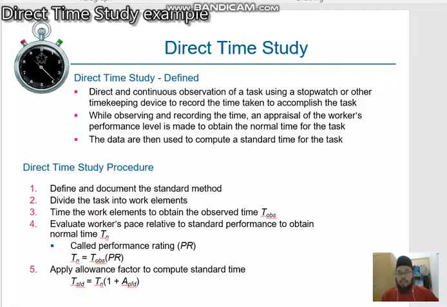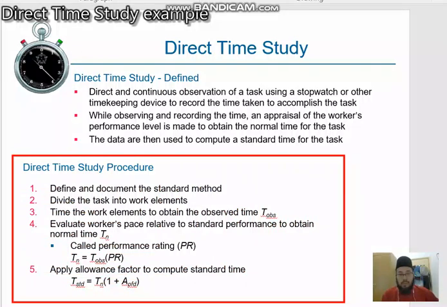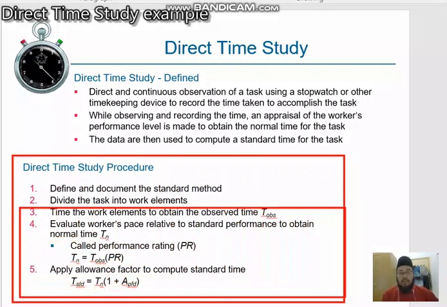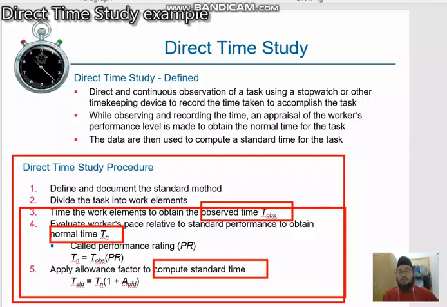In this session, we want to discuss the direct time study example, which we focus on the third to fifth procedure from the observation time to normal time using the performance rating. From normal time, we compute the standard time using the allowance factor.